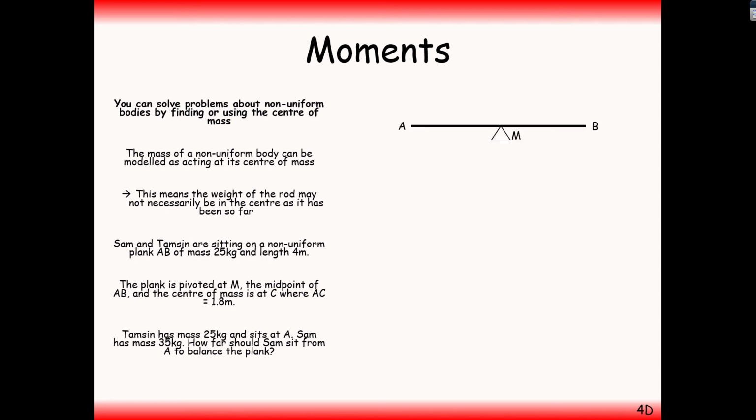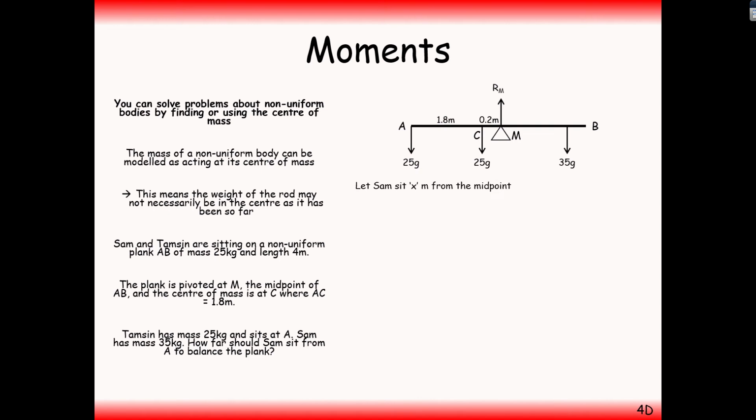Okay, here's the picture. AB, pivot is M, normal reaction force at M, and then C, that's where our centre of mass for our plank goes, 25G. And then we can put some extra little distances on. And then here's Tamsin sitting on the end at A, that's her weight, 25G. And then Sam has mass 35 kilograms, the weight therefore is 35G, but we don't know what the distance is where that should go, and that's what we're trying to find out. So we're going to use moments, and we're also going to use the fact that this is in equilibrium to work out what's going on in this picture and how far Sam should sit.